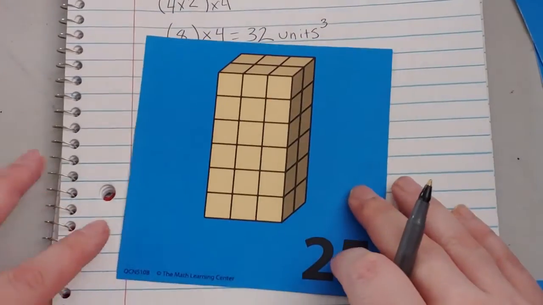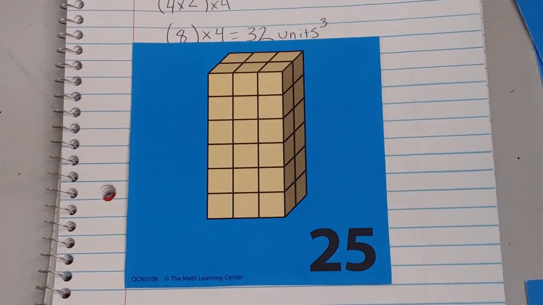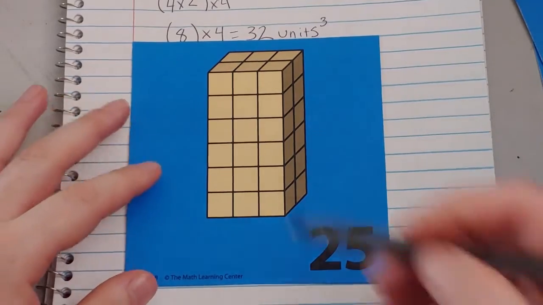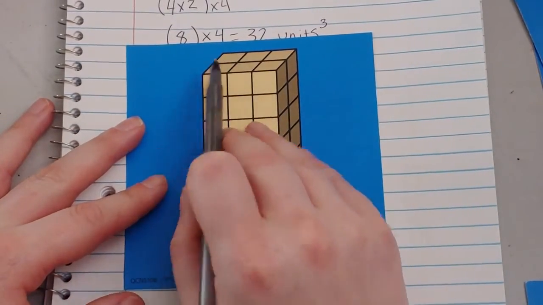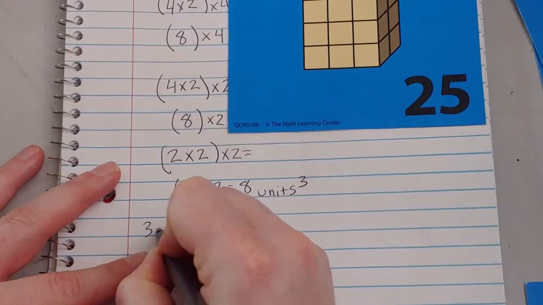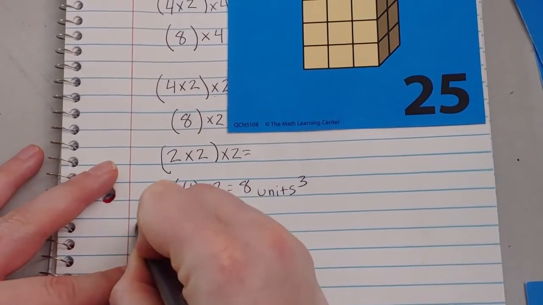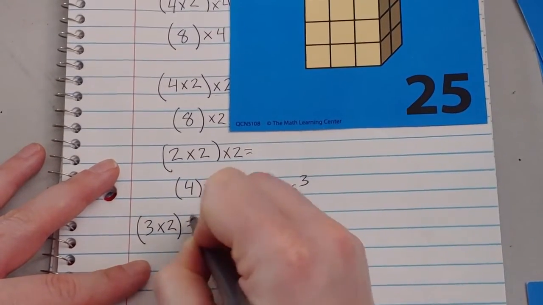All right, how about a big one? Get me the equation for this one. All right, so I see 3 by 2. 3 by 2. Oops.